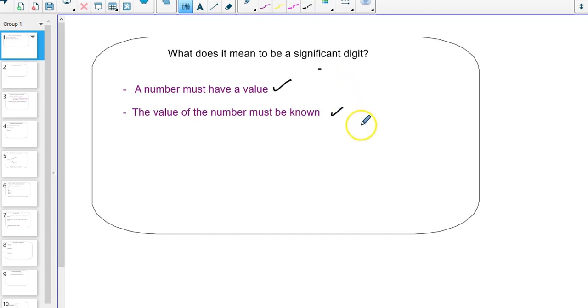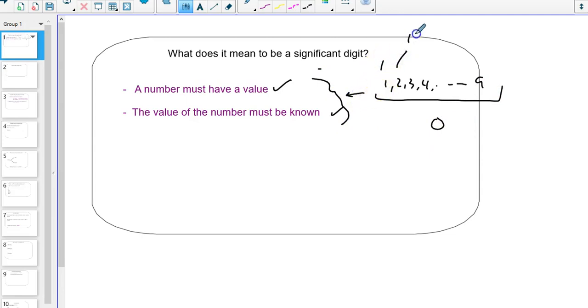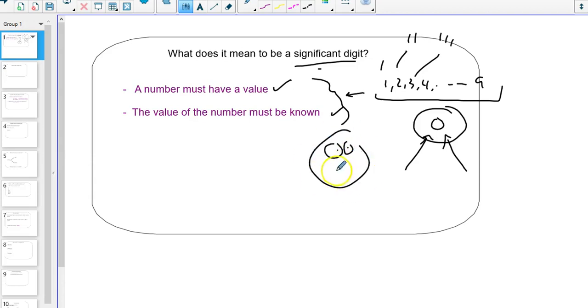That may seem kind of strange because most numbers that we deal with, 1, 2, 3, 4, up through 9, every number for that matter, except for 0, always fill this role. A 1 is 1, and a 2 is 2, and 3 means 3 things. So whenever we're using a number like 1 through 9, they generally are significant, meaning that they have a value and their value is known. So 0 is something that is playing multiple roles, and it's going to be the main focus of our discussion here today.